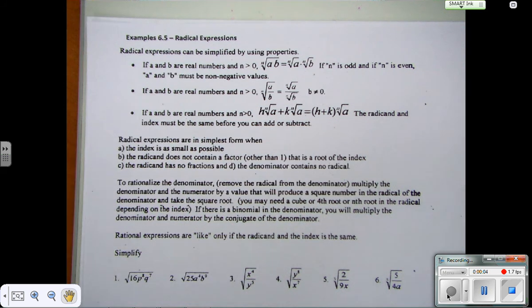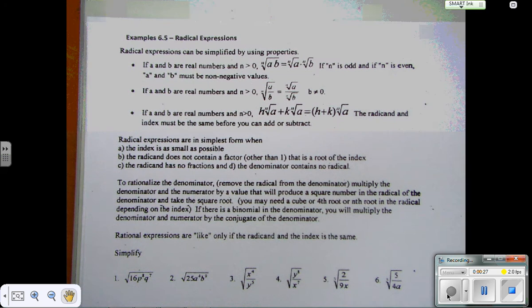Today we're going to do section 6.5, radical expressions. So we are using the things that we learned from section 6.4, the nth root, and we're going to work with radicals a little bit more today. So I'm just going to read through some of your notes. I'll probably break this up into two parts.